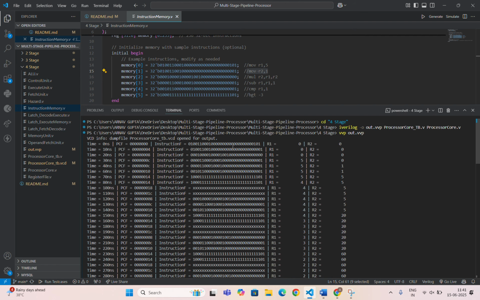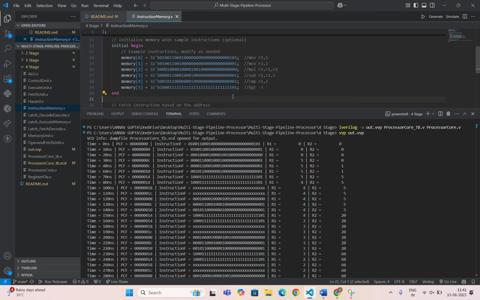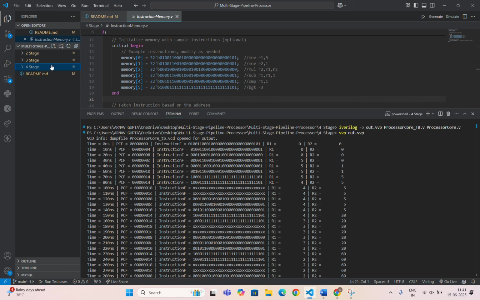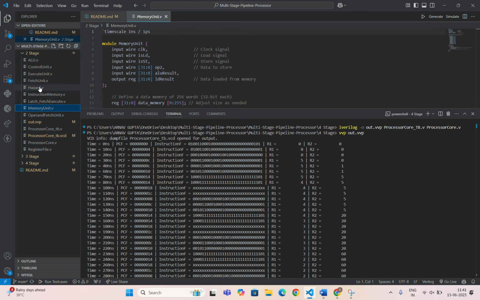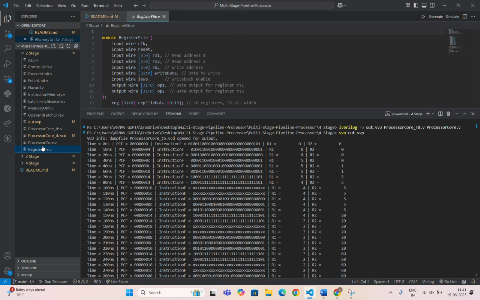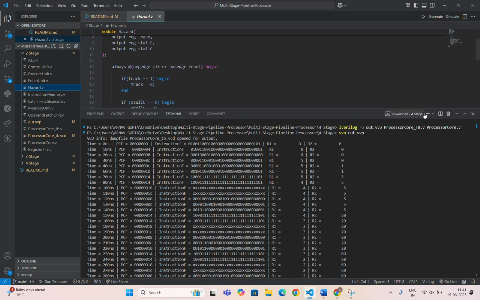Basically, the total aim is to increase the CPU throughput by pipelining the processes, so that one process does not have to wait for the completion of another. These are the files, and this is the whole file structure. This is the processor core, this is the memory unit, these are the register files, and these are the hazard unit. I have also handled the hazards.